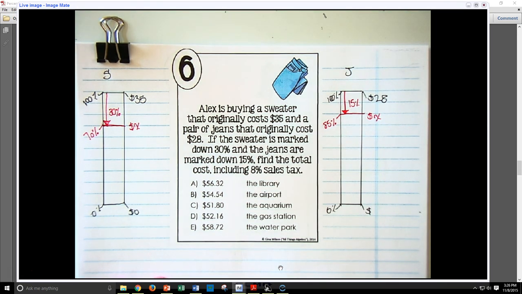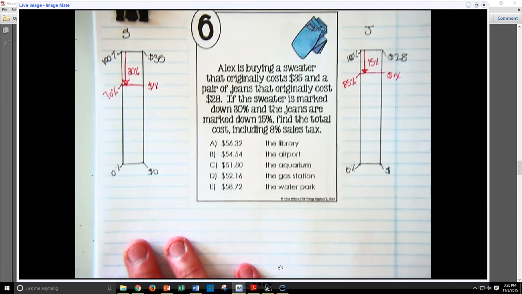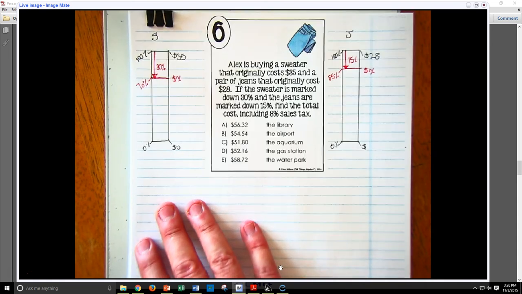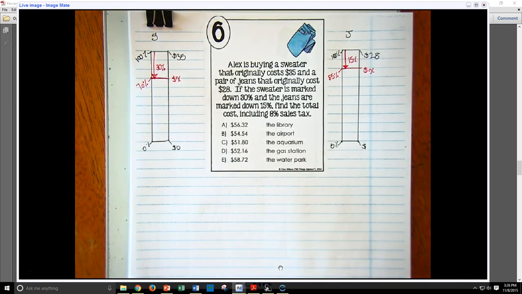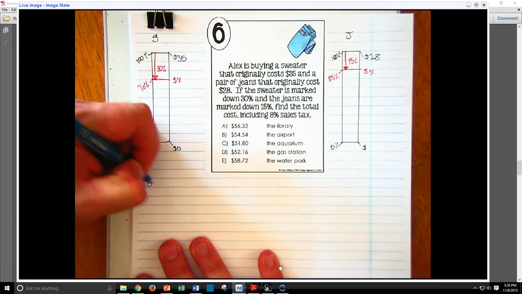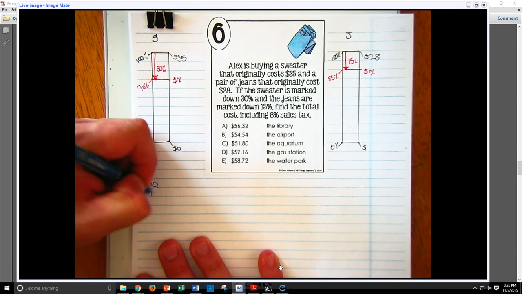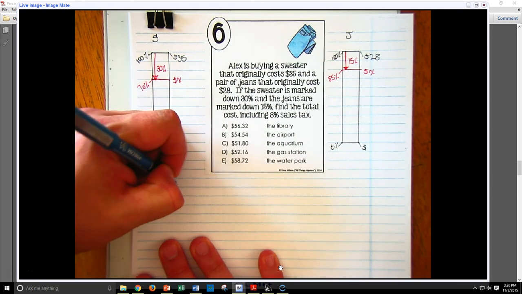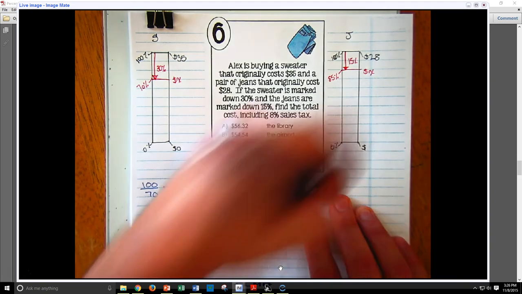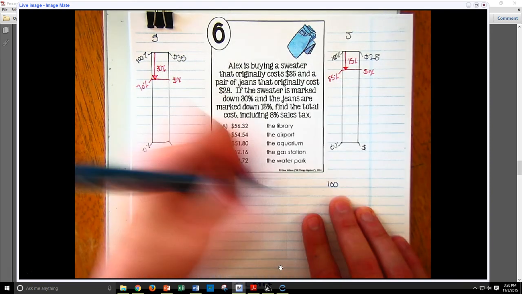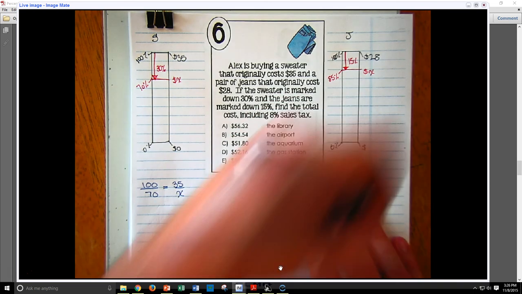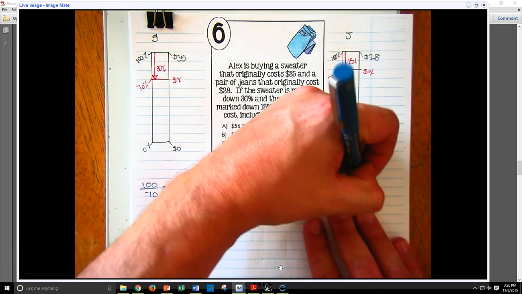I'm going to go ahead and quickly set up my proportions, and I'm going to leave off units for now because we understand that they are there, but sometimes they tend to get in the way when we're trying to do a lot of math. So on the left hand side, I'm going to have 100 over 70 equals 35 over x. On the right hand side, I will have 100 over 85, because that's the new percentage, equals 28 over x.